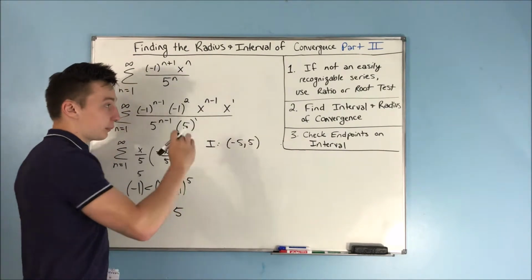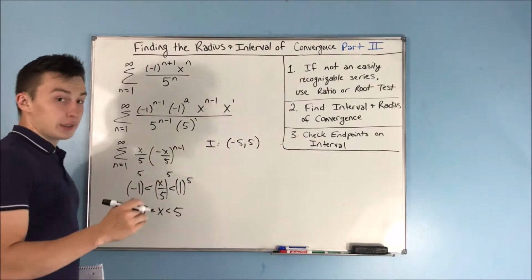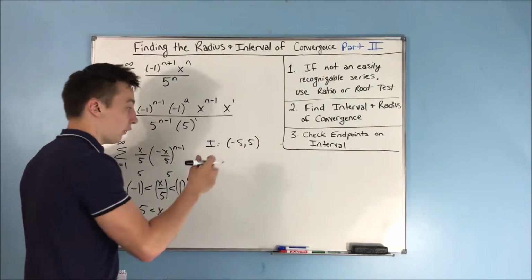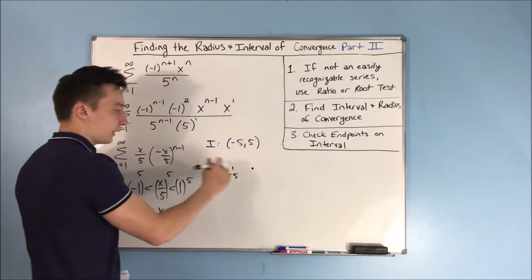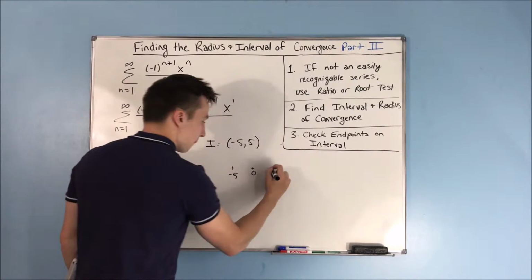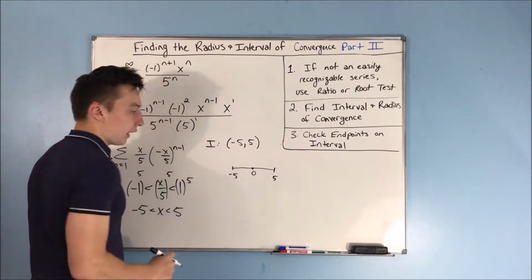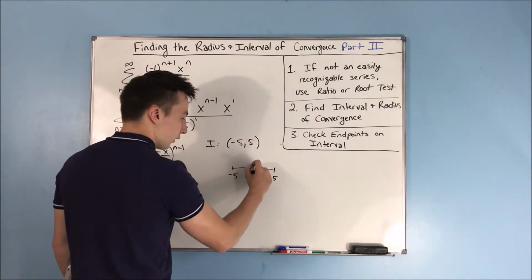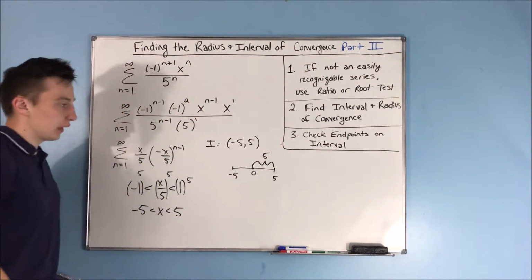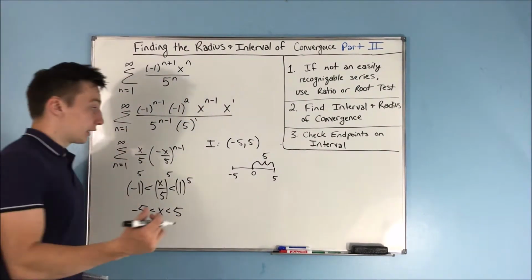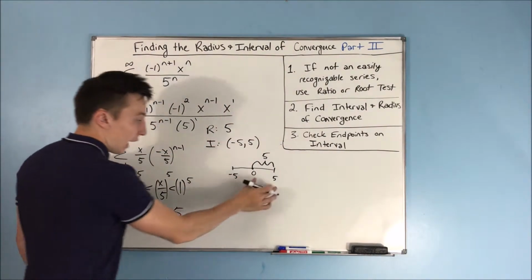So now our interval is partly done, but we also need our radius of convergence. If you're not understanding the whole concept here, I'll draw it out for you. This interval is centered at 0. Let's think of this like a number line. We're going from -5 to 5, and the radius is just half of this. That's 5. That's your radius. So your radius of convergence is going to be 5. It's half of that interval.